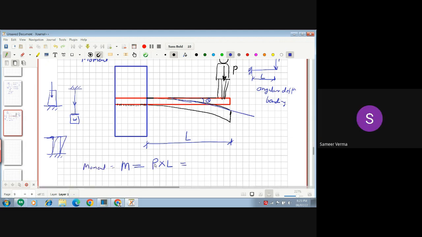P is in kilonewton meter. P is a force, which we write in kilonewton, and L is in meter. So kilonewton meter is the unit of the moment.